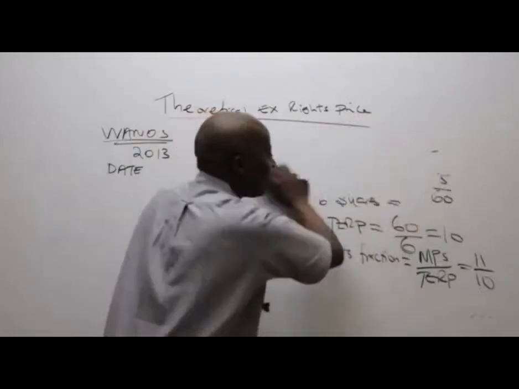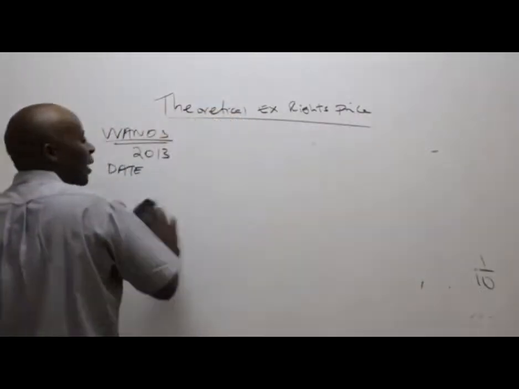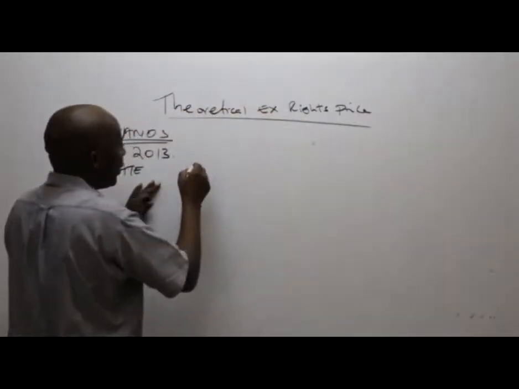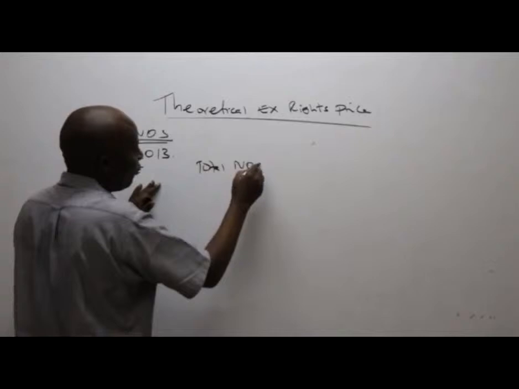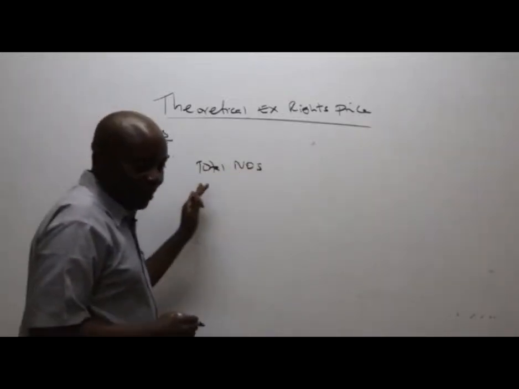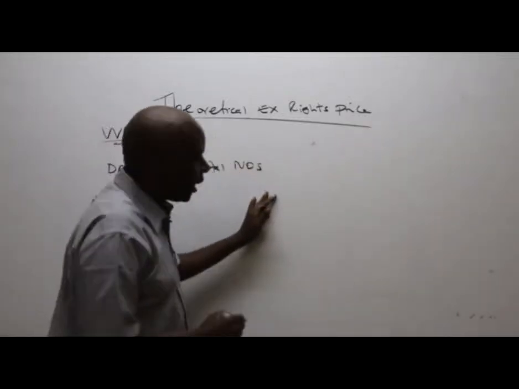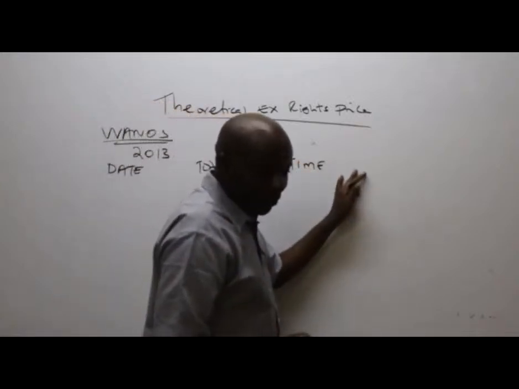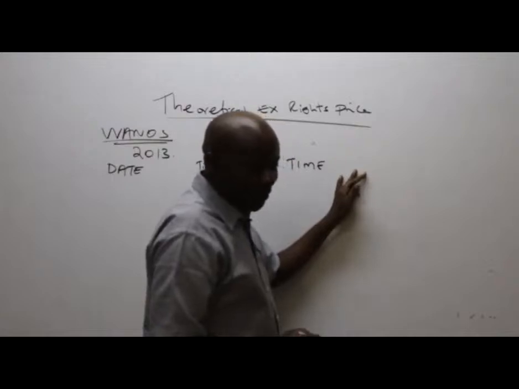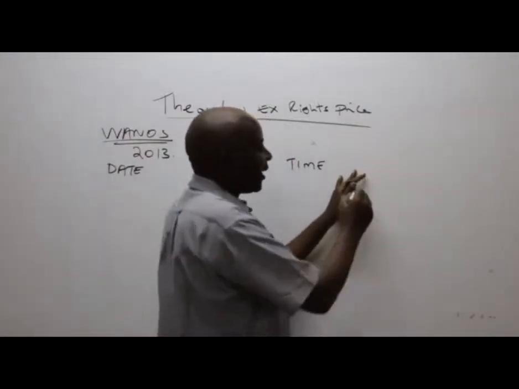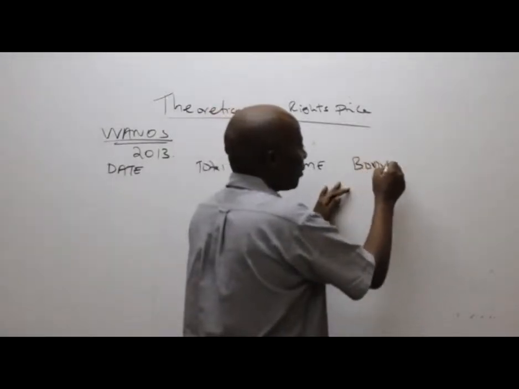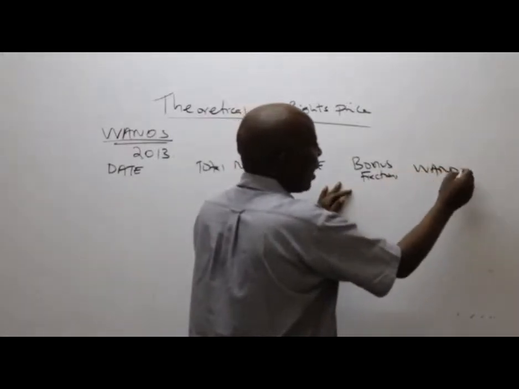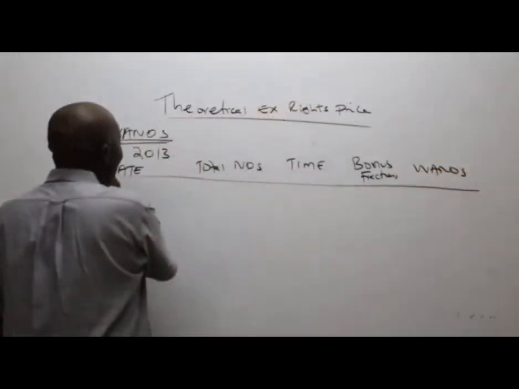So we have the date. Now, out of this date, I would want to know the total number of ordinary shares. After that, we have the time. After that, the bonus fraction. We have the bonus or the rights fraction, isn't it? And then lastly, we have what here? The one-os like that. Remember, you must isolate.